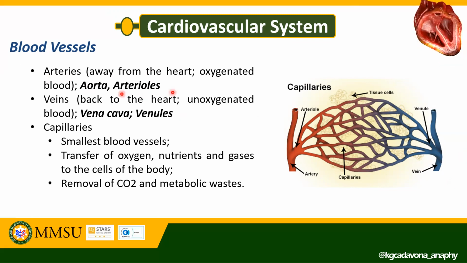What about for the veins? So if the arteries are away from the heart, the veins usually carry blood back to the heart. These blood vessels convey blood from tissues back to the heart. And while the arteries carry oxygenated blood, here they carry deoxygenated blood, so it usually appears dark red in color since it is low in oxygen. And definitely, when oxygen is low, in contrast, carbon dioxide is high.